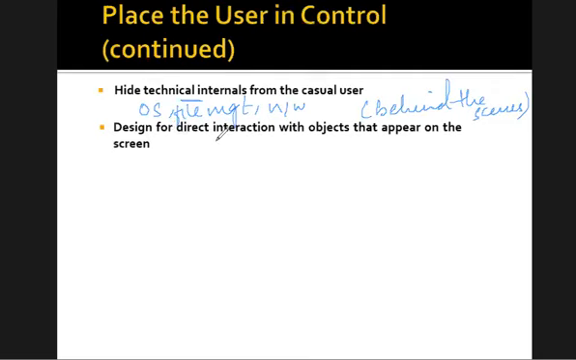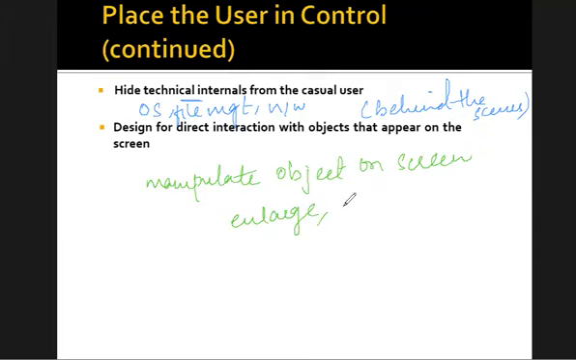Then the next one is design for direct interactions with objects that appear on the screen. That is, the user should be easily able to manipulate objects on the screen. For example, if you want to enlarge something or move the slider, whatever actions you want to do on the screen, the user should be able to do them easily. That is, they should be easily visible on the screen.